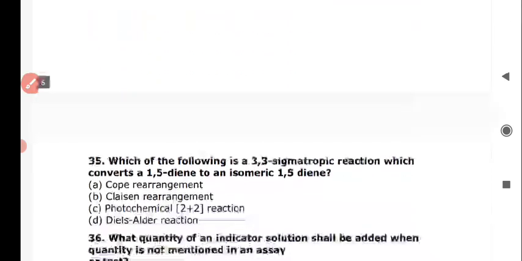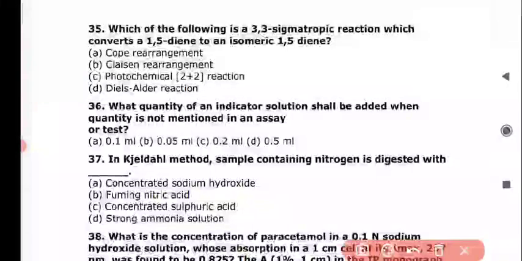Next question is which of the following is a 3,3 sigmatropic reaction which converts the 1,5-diene to an isomeric 1,5-diene? And the correct answer is option A, Cope rearrangement. Next question is what quantity of an indicator solution shall be added when quantity is not stated in assay or test? And the correct answer is option A, 0.1 ml.